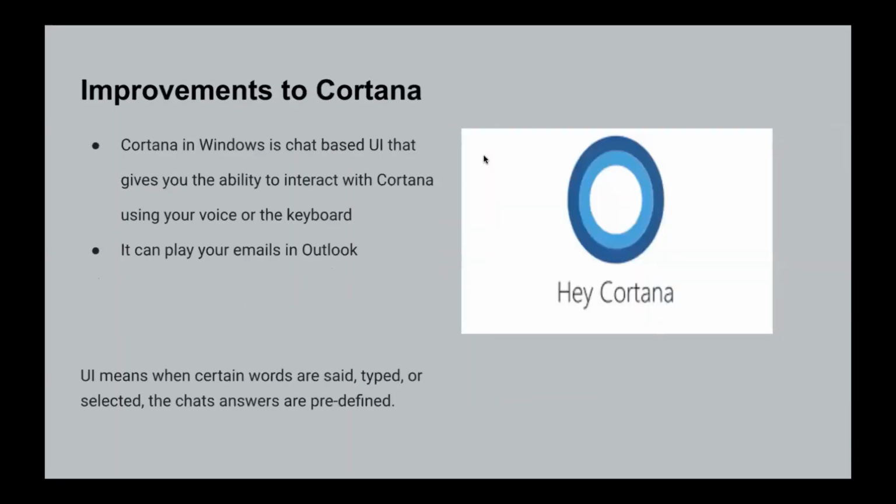So some improvements to Cortana. Cortana in Windows is a chat-based UI that gives you the ability to interact with Cortana using your voice or the keyboard. It can play your emails in Outlook. By the way, UI means when certain words are said, typed, or selected, and the chat's answers are predefined.